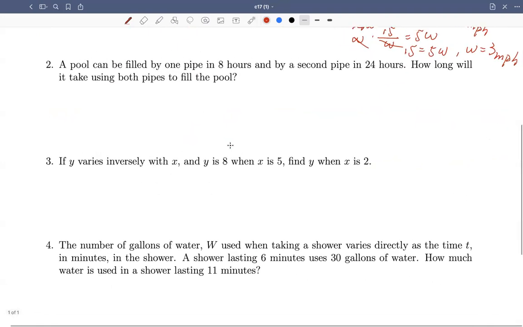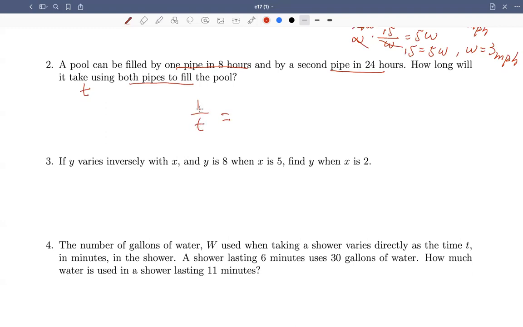Let's see, 2. A pool can be filled by one pipe in 8 hours, a second pipe in 24 hours. How long will it take using both pipes to fill the pool? Well, let's say it would take T hours for the 2 pipes to work at the same time. All right. So remember, when 2 pipes are working together, we add up their speeds, right? So what is the speed of working together?